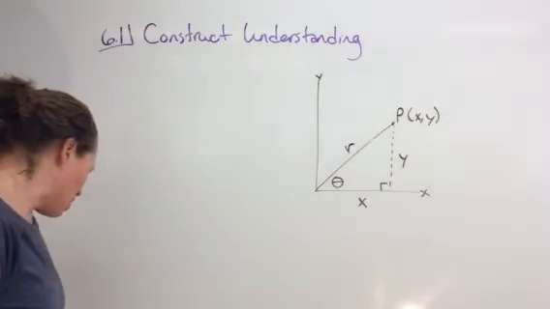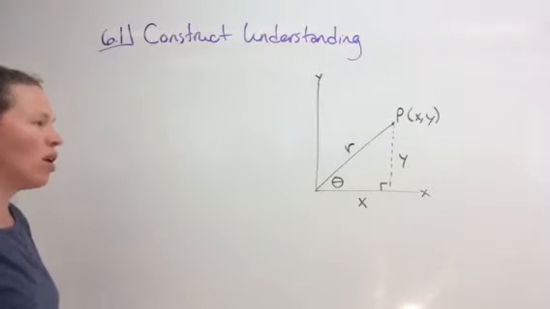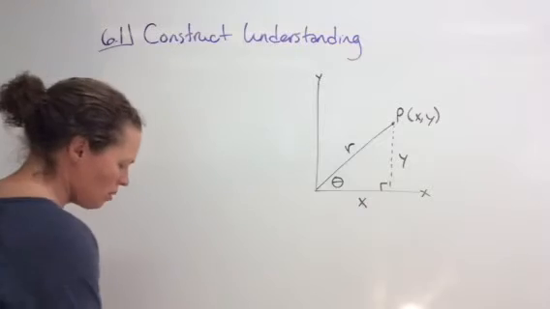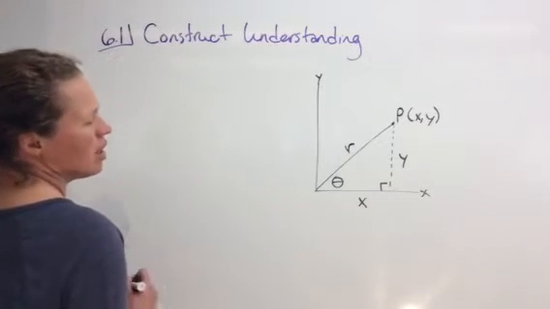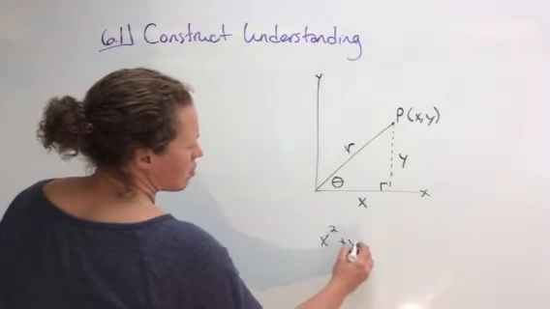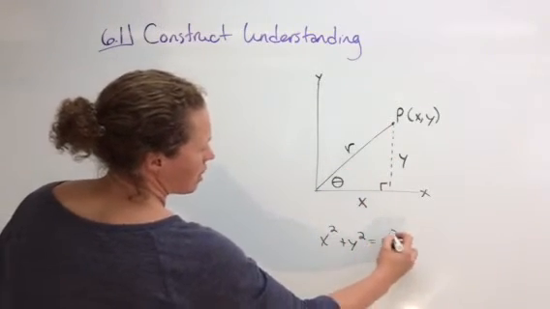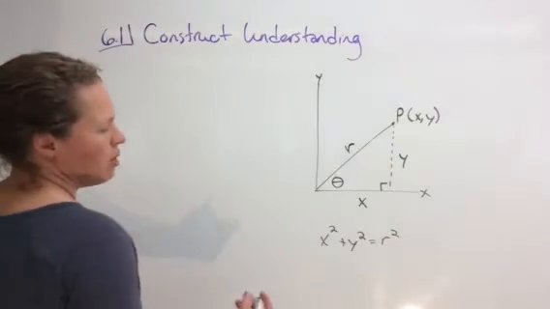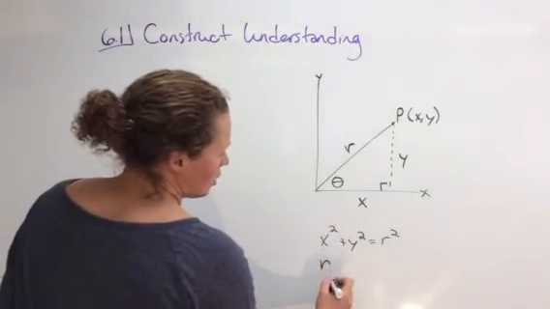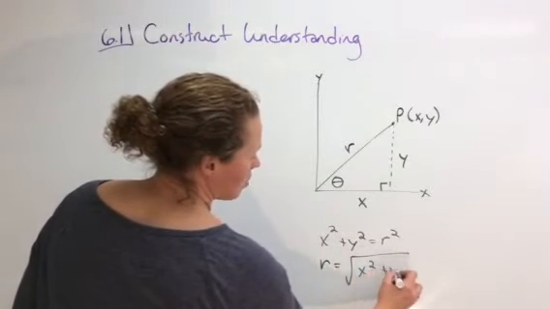So what they want us to do here is to write an expression for r in terms of x and y. Well, that's what we did in the last one, because we have that x squared plus y squared, this side plus this side equals that side squared. So if I want to make an expression for r, I just have to make it the square root of x squared plus y squared.